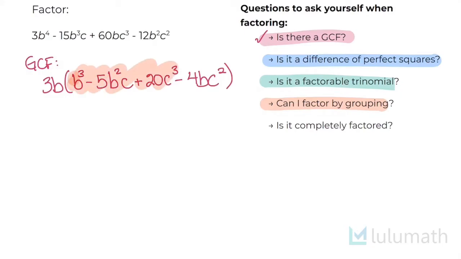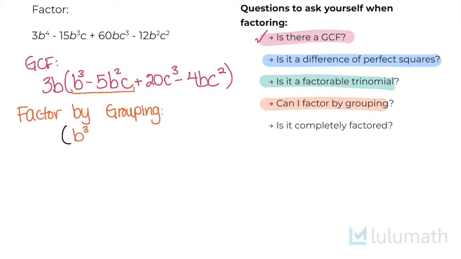In my expression right here, I have 4 terms, so it looks like it is possible. So I will take my first 2 terms and group them together. So I've got b to the power of 3 minus 5b squared c. Then I will take my second 2 terms and factor those together. So plus 20c cubed minus 4b c squared. Don't forget to copy down your GCF.